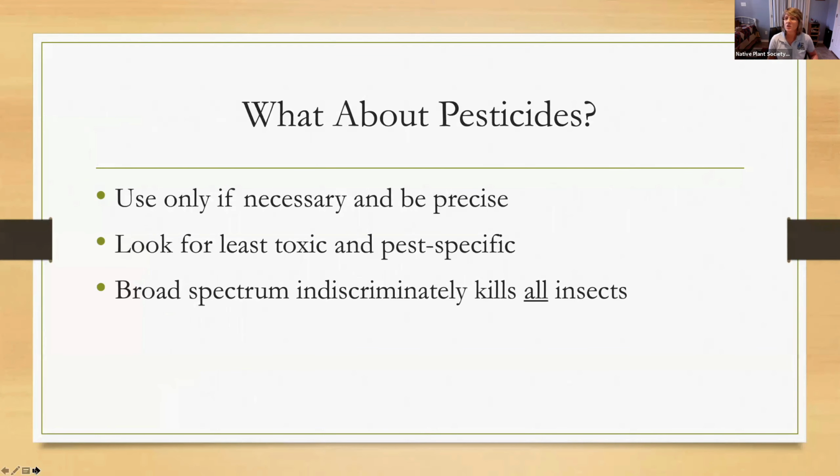If, however, you decide that you really need to use some pesticides, use it only when you need to. Don't go out there and use them just because you think there might be a problem in the future. And try to be really precise about how you're applying it. Look for options that are less toxic. Look for options that are specific to the pest that you're trying to remove. Remember that if it's broad spectrum, that means it's going to kill everything, whether you would like to see it there or not see it there. So you just have to keep that in mind. Try to create your balance as best you can.